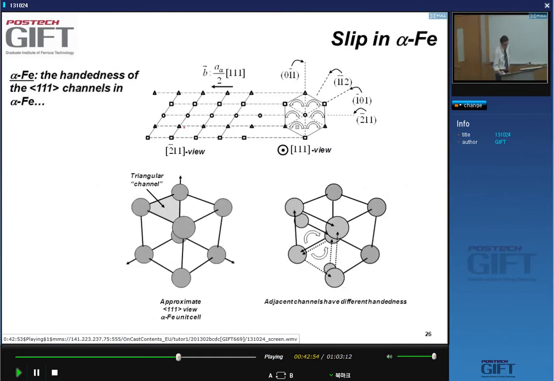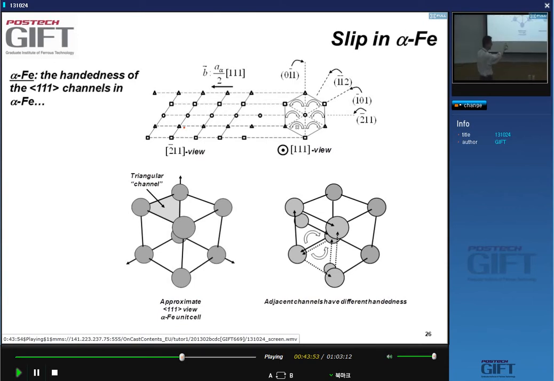This is really complex. People have spent a lot of time trying to understand what was going on, because it's not only a characteristic of alpha iron, BCC iron, but also of other BCC metals in general. What is also of importance is the handedness of the crystal structure. You can show that if you look down a 111 direction, you will have channels where the atoms form a screw-like succession of atoms.